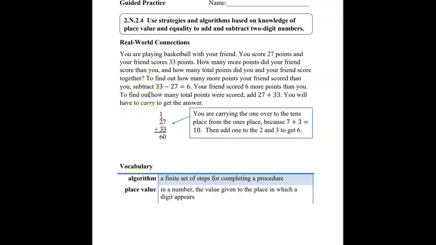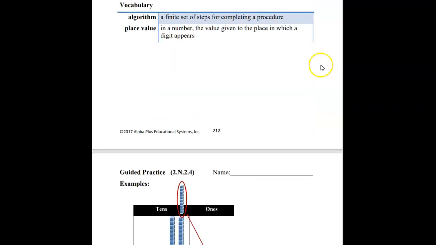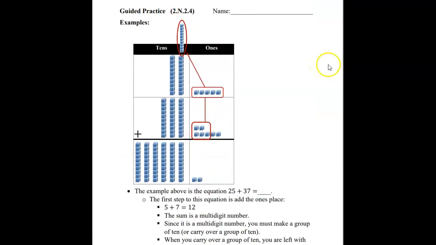So you're carrying the 1 over to the tens place from the ones place, because 7 plus 3 is 10. We put the 0 down here, and then put the 1 up here. So we add 1 to the 2 and 3. So 2 plus 3 is 5, plus this 1 we added here makes 6. So together, we scored 60 points. Okay, I know that seems like a lot. Let's try some practicing.